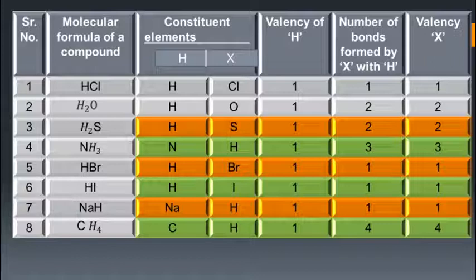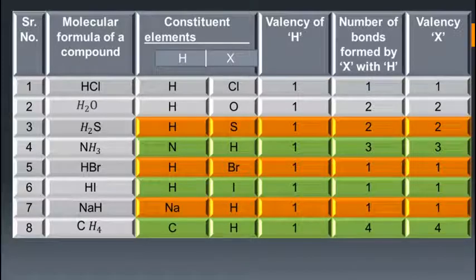Now the next example is the water molecule, and the molecular formula for water is H2O. So the constituent elements will be H and the other element, X, will be O. The valency of hydrogen remains constant, that is 1, and the number of bonds formed by X with H will be 2. Why 2? Because here 2 atoms of hydrogen are there, so 2 bonds are formed between hydrogen and oxygen. So the valency of X will be 2.